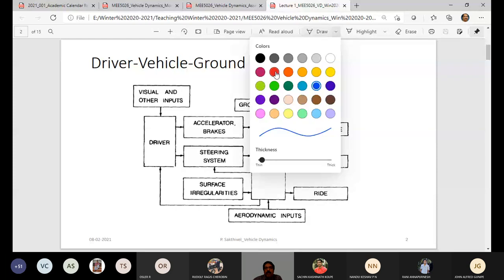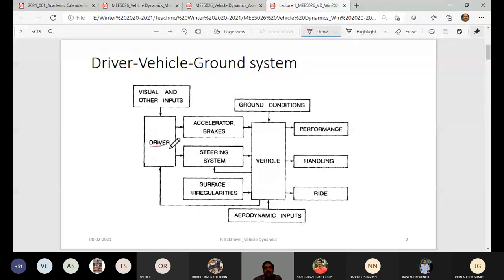We have driver, we have vehicle, and we have the ground system. So what are our ground systems? The surface irregularities. So vehicle on the ground. So the surface irregularities is input to the vehicle. Aerodynamic inputs. So this is not ground system. It is air that is impinging on the vehicle as it is cruising, as it is going at high speeds. These are very important. So this is also an input to the vehicle.